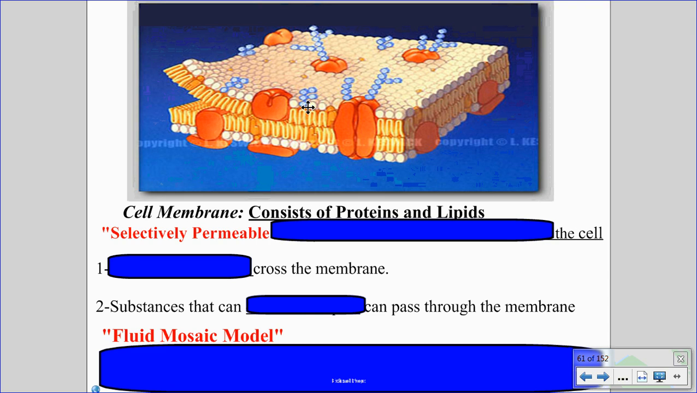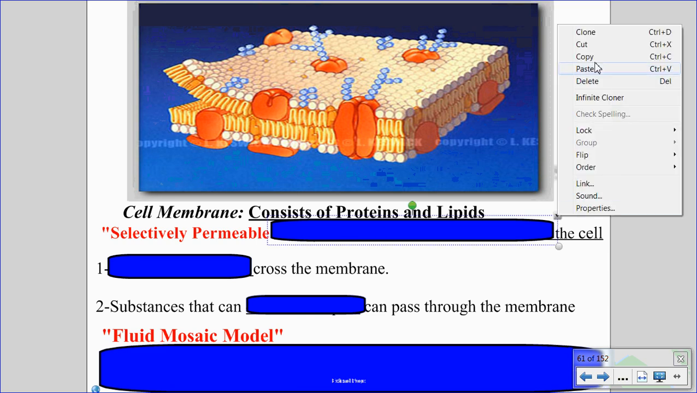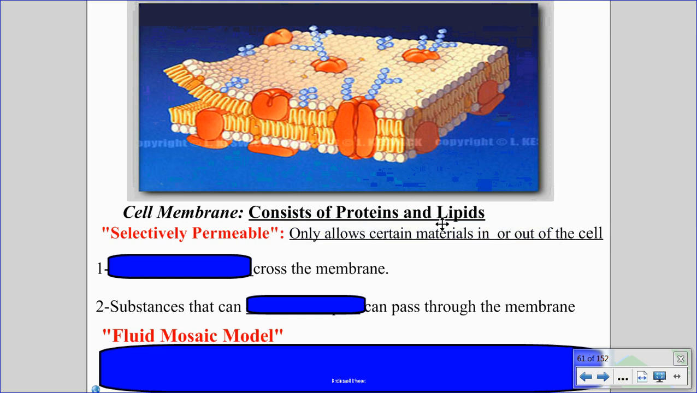And on top, coming off of some of the proteins, are carbohydrate molecules, and we'll talk a little bit about that. But the lipids and proteins are the most important part of the cell membrane. The cell membrane is referred to as selectively permeable, and what that means is it controls what goes in and out of the cell. It allows certain molecules in and others it won't allow in. I like to think of it as a security guard of the cell.